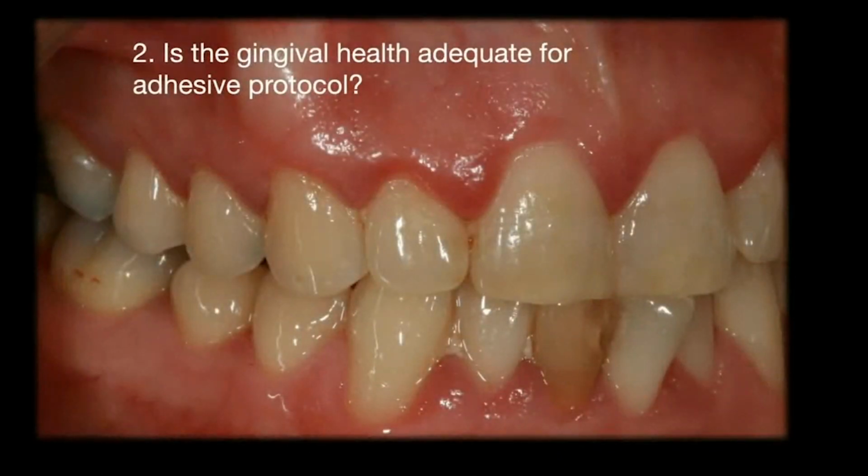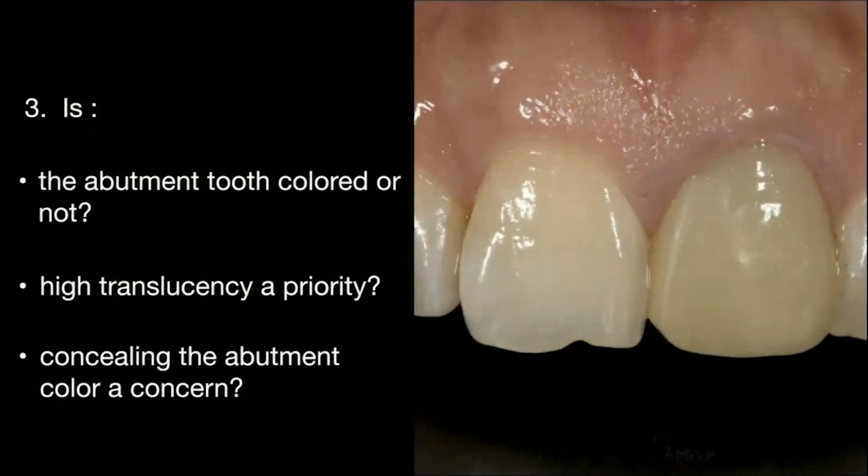Is the gingival health adequate for adhesive protocol? Is it going to be easy to control any bleeding or moisture to allow you to bond it, or is it going to be a material that you have to cement conventionally? Is the abutment tooth colored or not? Is it a dark tooth or is it a light tooth? Do you have to mask something out? Is high translucency a priority? Is high translucency going to be challenging in certain materials that are a little bit stronger because they're a little bit less glassy? Is concealing the abutment color a concern? Because if it's too translucent, it might look gray, or you might not be able to hide the underlying abutment.